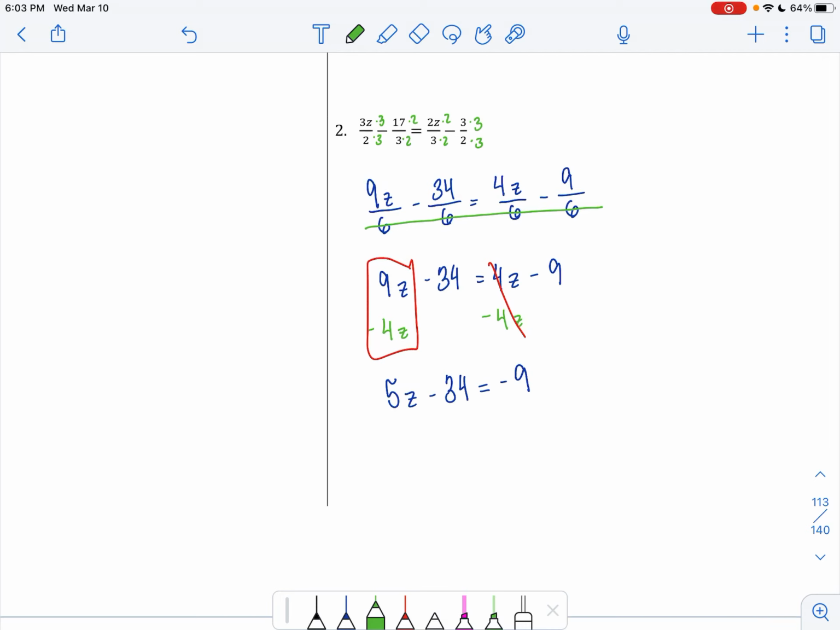From there, we can solve like usual. I'm going to add 34 to both sides. Negative 34 plus 34 cancels out. So I'm left with 5z is equal to negative 9 plus 34. Sometimes it's easier to just say that's 34 minus 9. Notice the positives and the negatives are staying the same. Negative 9, positive 34. And 34 minus 9, or negative 9 plus 34, is 25. Divide both sides by 5, and we get z is equal to positive 5.